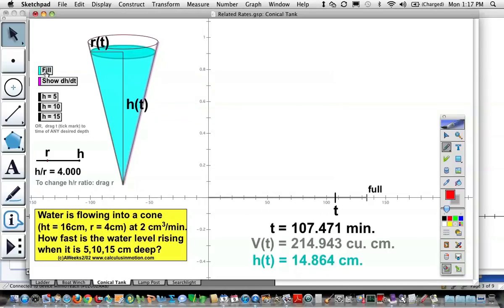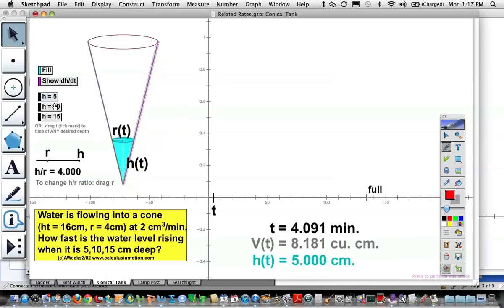All right. So let's go to h equals 5. Let's do this one. So here's the problem. It says water is flowing into a cone at 2 cubic centimeters per minute. How fast is the water level rising when it is 5 centimeters deep? So if you had this problem and you didn't have the picture, of course you would start by drawing a cone. And hopefully I would help you see that this is a cone with the vertex down, to make sure you get it drawn in the right direction.